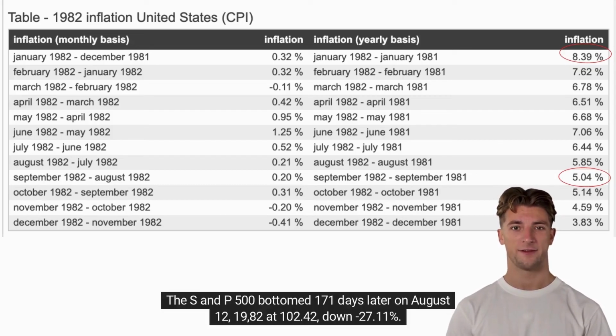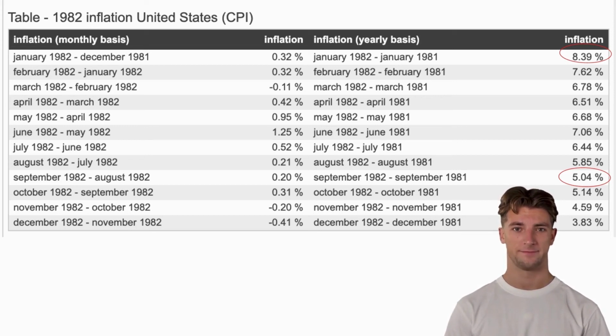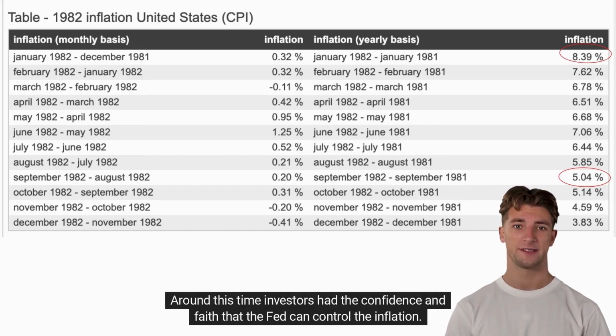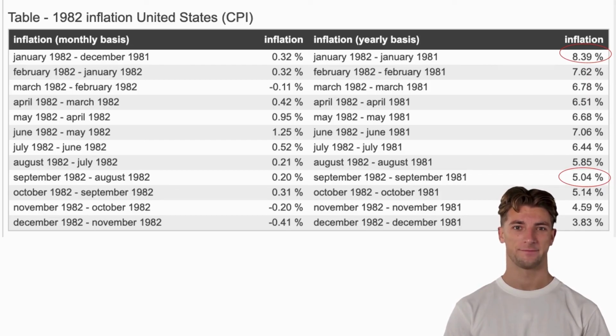The S&P 500 bottomed 171 days later on August 12, 1982 at 102.42, down 27.11%. By the time the stock market had bottomed, inflation had been reduced by 8.39% and was only 5.04%. Around this time, investors had the confidence and faith that the Fed can control the inflation. And with the Reagan tax cut plan, the future was looking bright again.